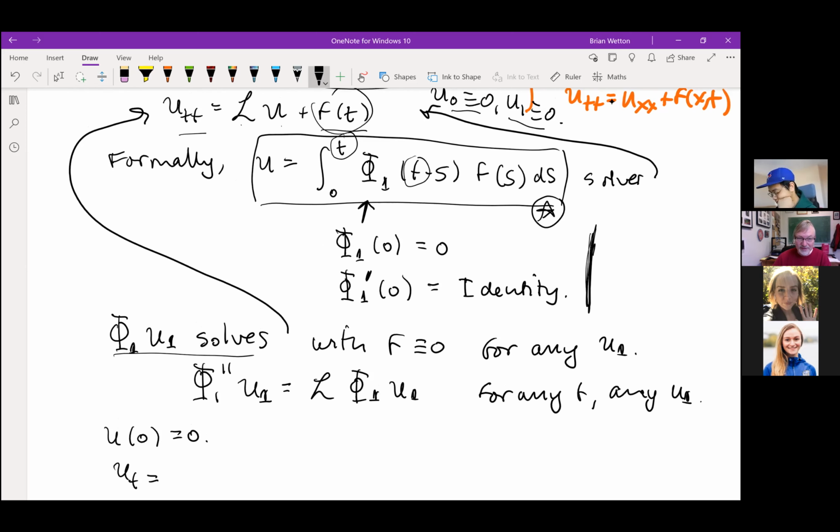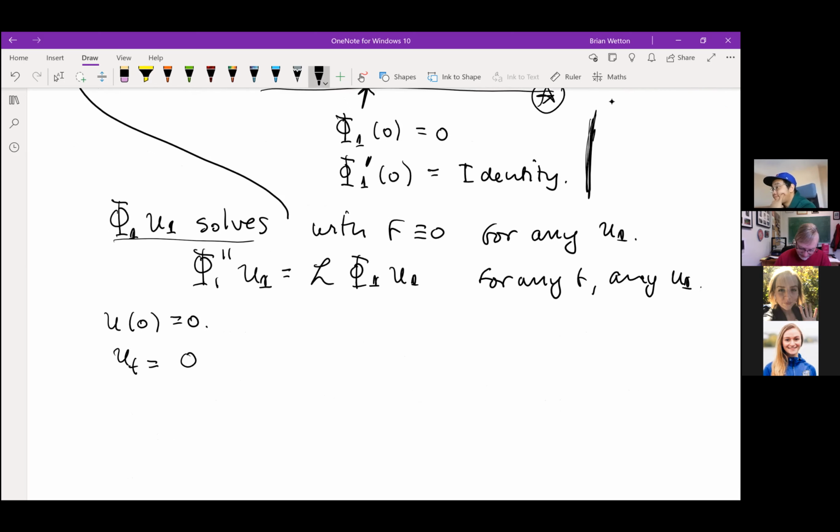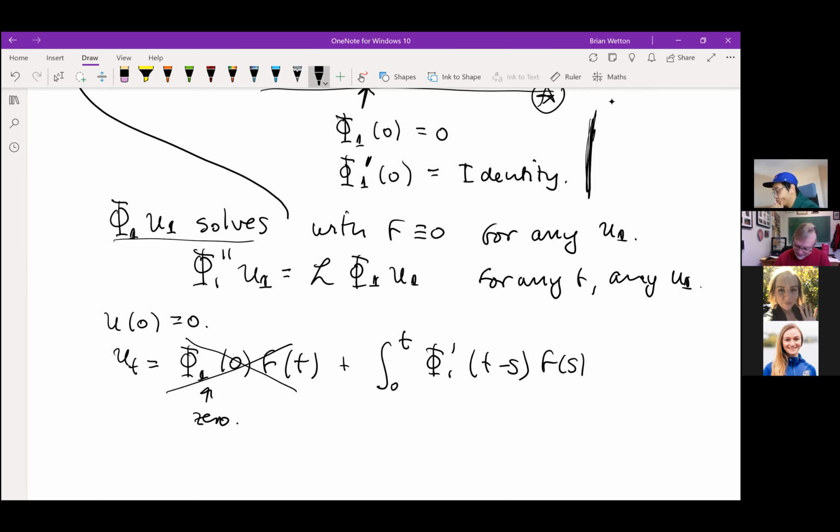So I've got to use the derivative of an integral, the fundamental theorem of calculus. That'll give me 1 term, and then I'll integrate a partial derivative with respect to time. So the first term is phi 1 at 0 times f of t, right? But this is 0, so this whole thing gets canceled out. And then I'm going to have the integral from 0 to t of phi 1 prime of (t minus s) f of s ds.